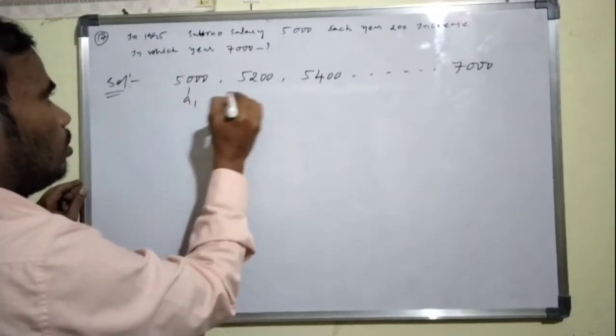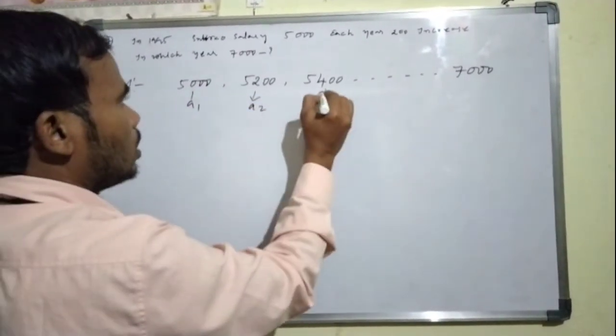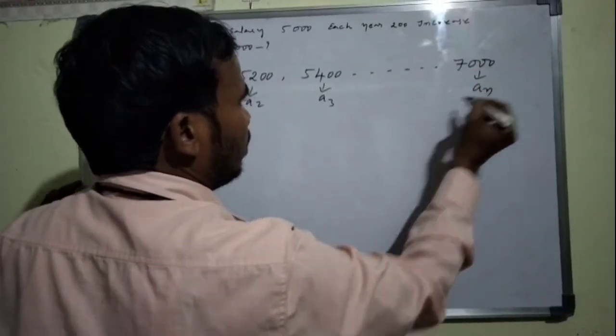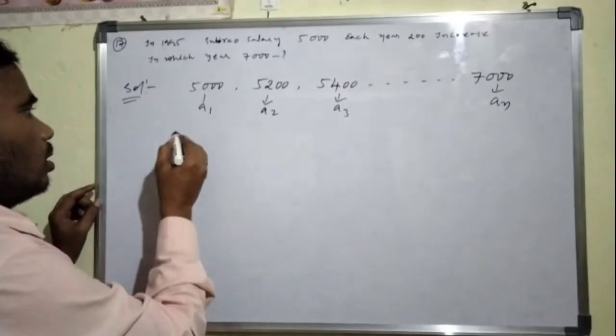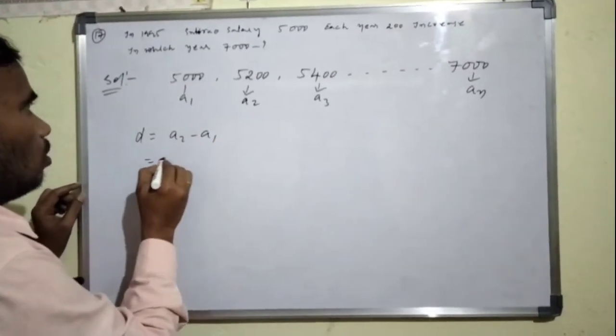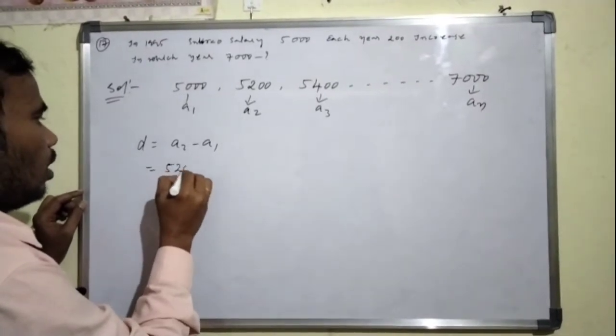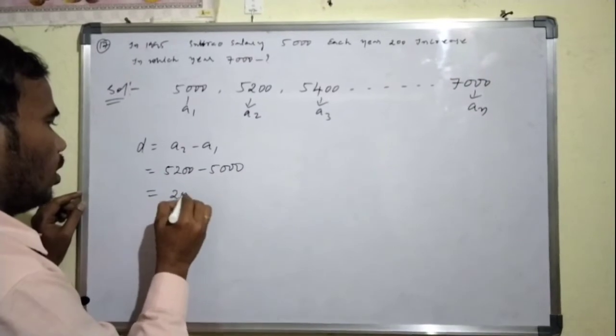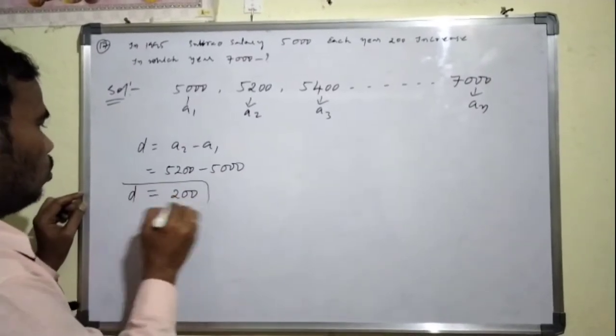This is the A1 term, this is A2, this is A3, and 7,000 is the An term. So we are finding the n value. What is the D value? A2 minus A1, that is 5,200 minus 5,000, which gives 200. So the D value is 200.